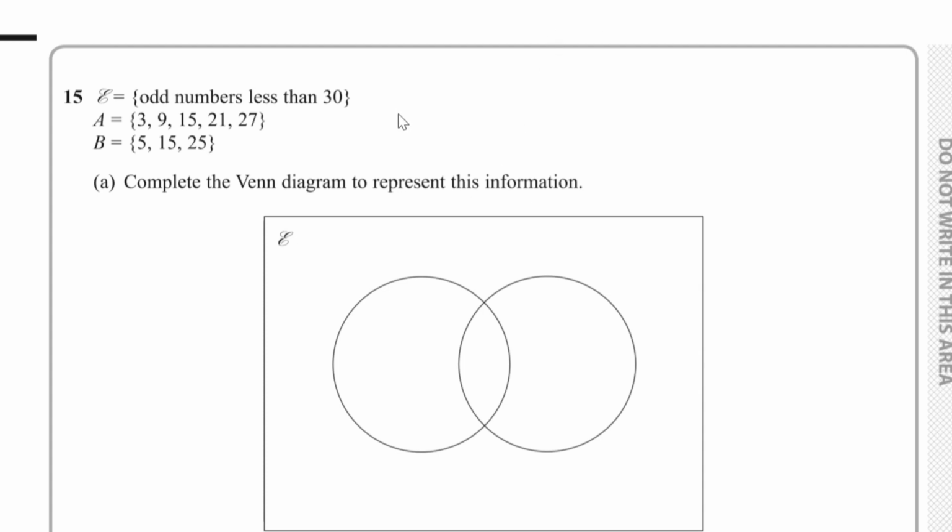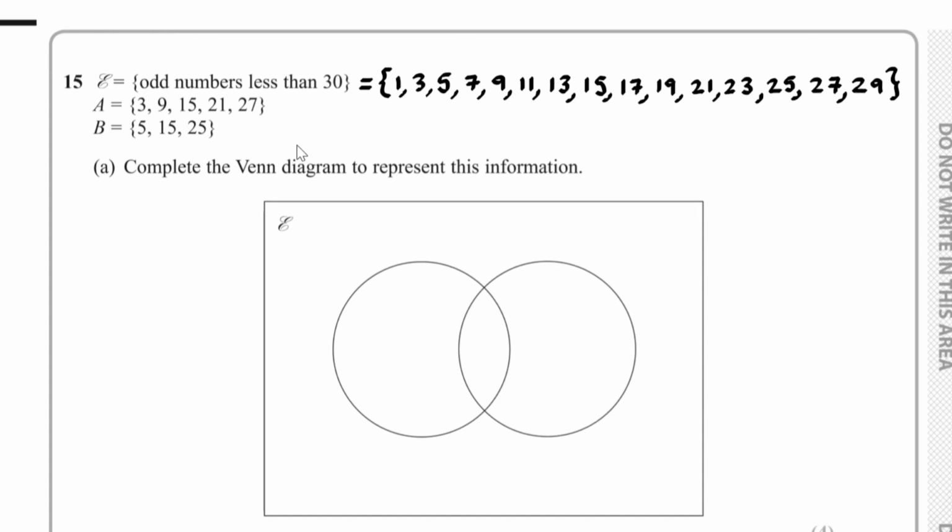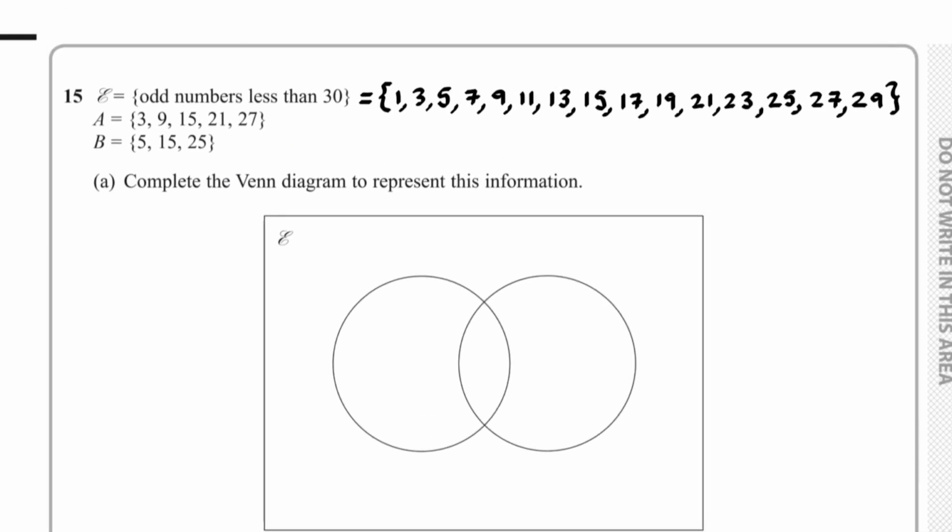Question number 15, we've got a set of odd numbers less than 30. Here they are. And we've got A, which has a set 3, 9, 15, 21 and 27, and B, which has a set of numbers 5, 15 and 25. For part A, we have to complete the Venn diagram to represent this information. Well, first of all, what is common to both A and B? Well, what you can see is the 15 is common to both A and B. So we've got 15, which goes in A and B. So now let's cross off 15.